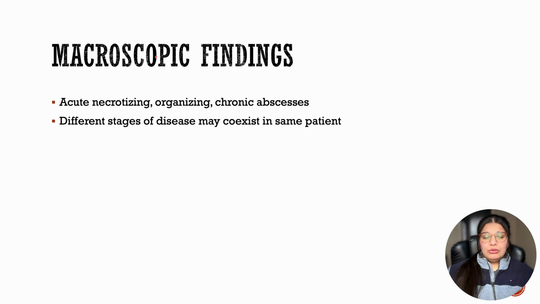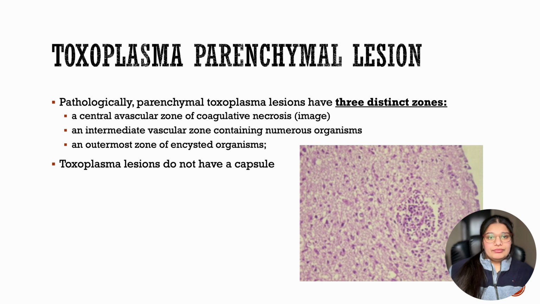Macroscopically, it can present as acute necrotizing, organizing, or chronic abscesses, and the disease can be at different stages in the same patient, and they can coexist together. Maybe in one area it's an early disease, and in another you see a severe form of the presentation. So at different stages the disease presents in the same patient.